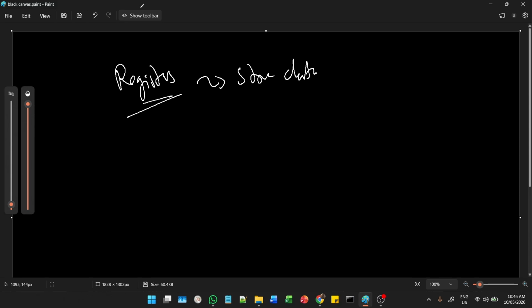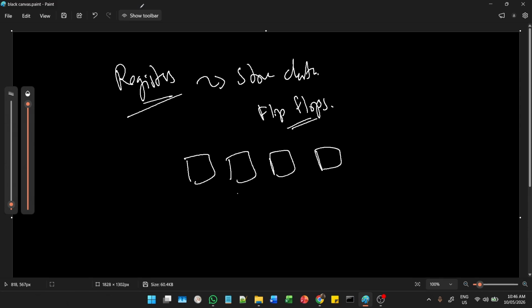Along with that, we have something called registers. Registers, we learned this in the first few weeks. Registers are used to store data, right? And registers are mainly made out of flip-flops. Okay, so what this is essentially, tiny registers are all made up of different types of flip-flops, all connected to each other, right?